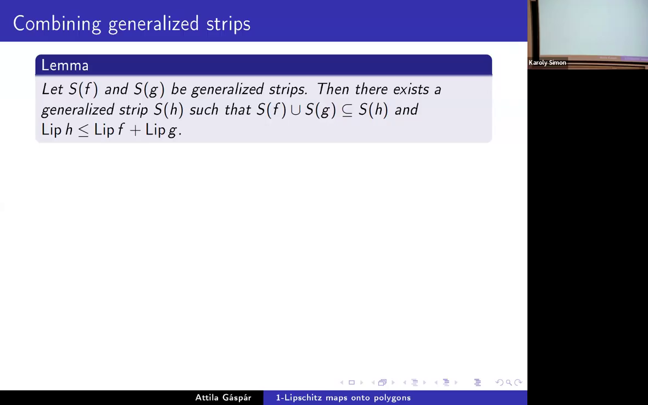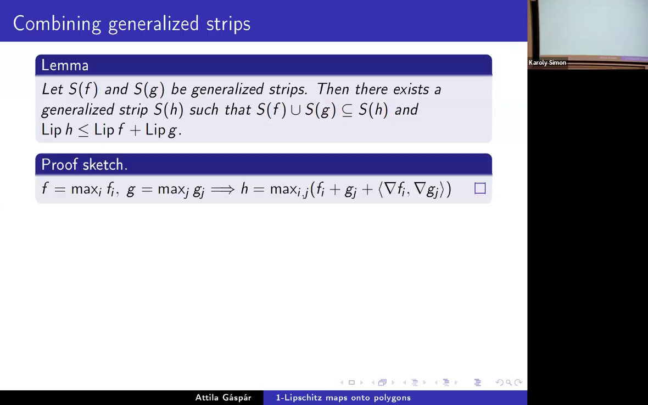I will sketch the proof of this. So we can write f and g as the maximum of affine functions. Then we can actually write down h using an explicit formula. Here, nabla is the gradient of these functions, which is constant since these are affine functions. And like the previous proposition, it is not that difficult to check that this is indeed the correct choice of h.